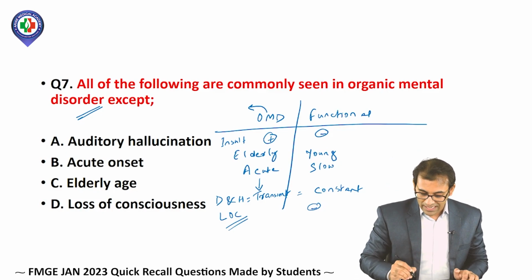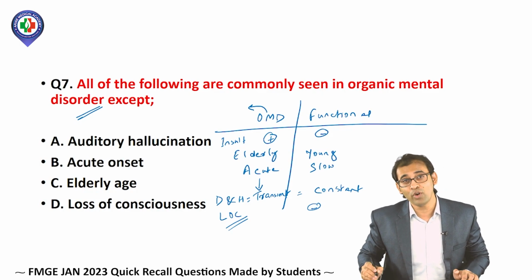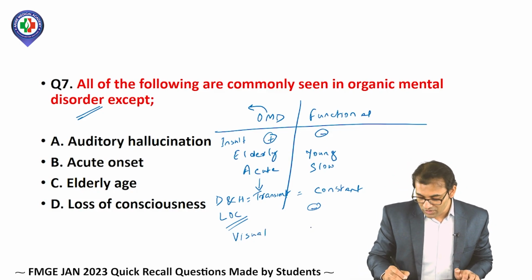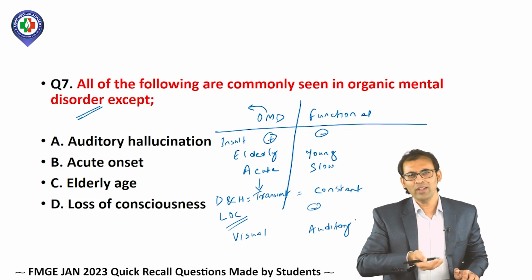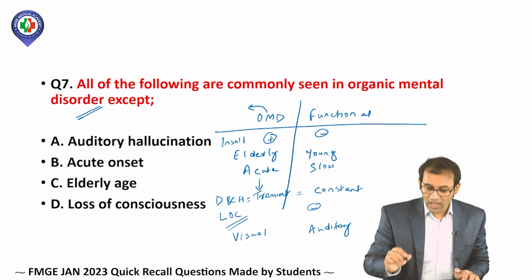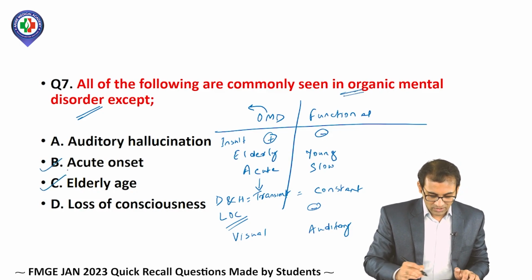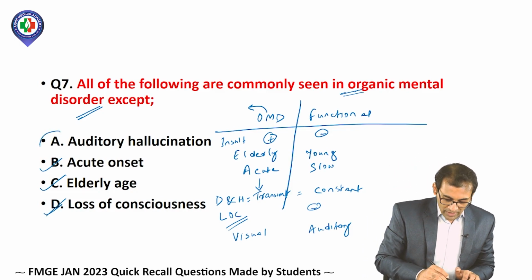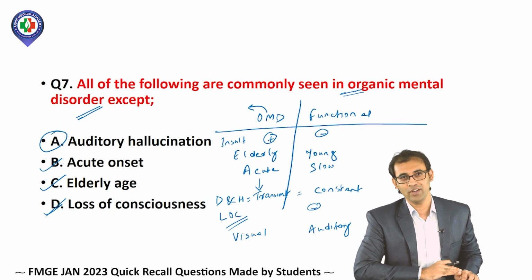Now the question is about delusion and hallucination. What is the most common type of hallucination in a case of organic mental disorder? It is visual. But what about functional? It is auditory. Now I think you can easily rule out. So in organic mental disorder, acute onset, yes. Elderly age, yes. Loss of consciousness, yes. It can be, right? Okay, fine. Most common hallucination, especially visual, not auditory.